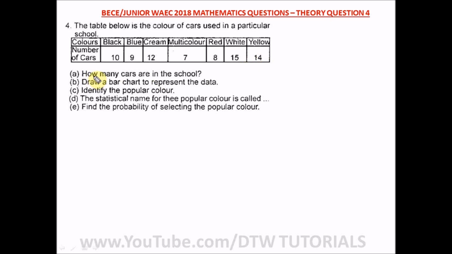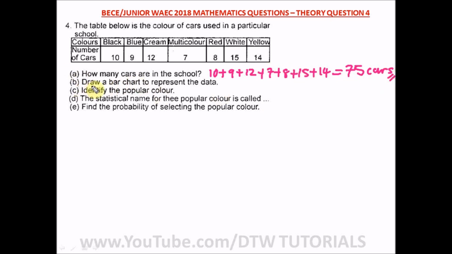All right, so question A says how many cars are in the school. It is simply the addition of all this. So you just say 10 plus 9 plus 12 plus 7 plus 8 plus 15 and plus 14. So this will give us 75. Okay, so we have 75 cars. So you state this, and this is your answer for question A.